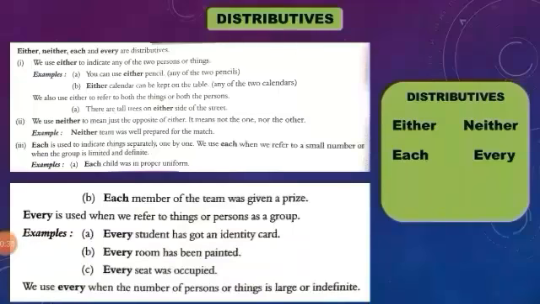We also use either to refer to both the things or both the persons. For example, there are tall trees on either side of the streets. Second, we use neither to mean just the opposite of either. It means not the one, not the other. Example: neither team was well prepared for the match. So students, the opposite of either is neither, and it means not the one and not the other one.